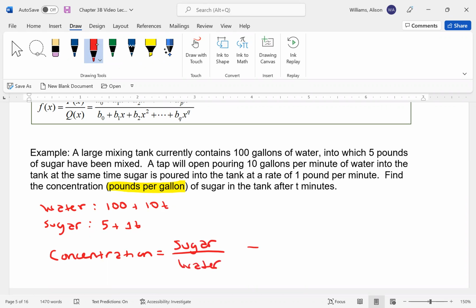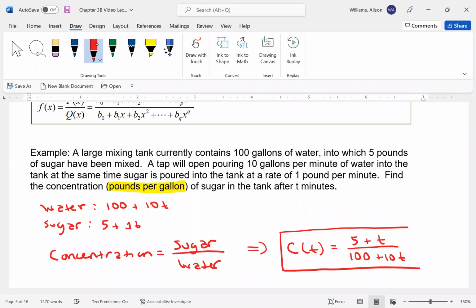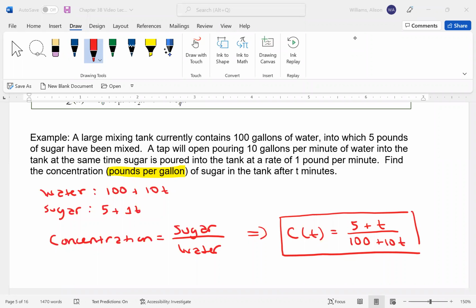So for us, let's write C of T for concentration is 5 plus T, instead of 1T, I just put the T, over 100 plus 10T. And there's our equation that represents this scenario, which is another example of a very traditional rational function. The top one being a polynomial of degree 1, the bottom one being another polynomial of degree 1. And that ratio of them makes this a rational function. In the next video, we'll go ahead and talk a little bit more about vertical and horizontal asymptotes and how to find them, not from the graph, but from the equation.